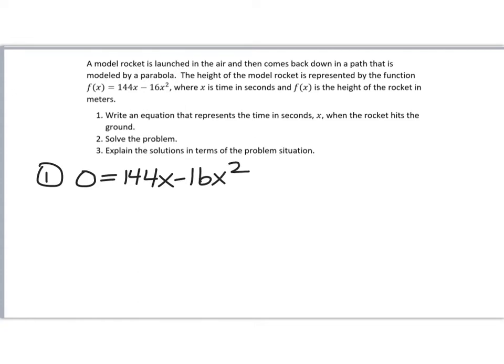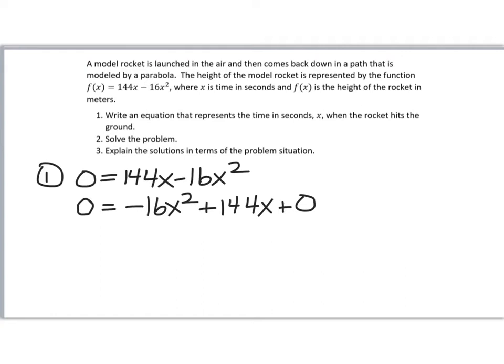Number 2, solve the problem. Well, I'm going to do a couple things here before I solve the problem. I am going to go ahead and put it in standard form, which means I'm going to put the negative 16x squared first. That way I can really see what my a is. And then the 144 is positive. What about our c? What value is c? Well, if it's not showing, then it probably is 0.